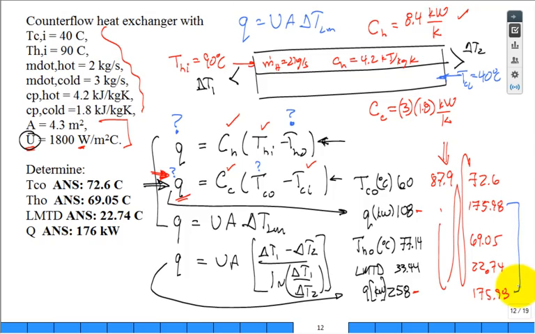They converged. So we're done. So the final answer is, hey, 72.6, 69.05, 22.74, 176. Okay, too many digits on this one. Does that make sense? You have to solve a problem on your own. Let's see, how much more time do we have?